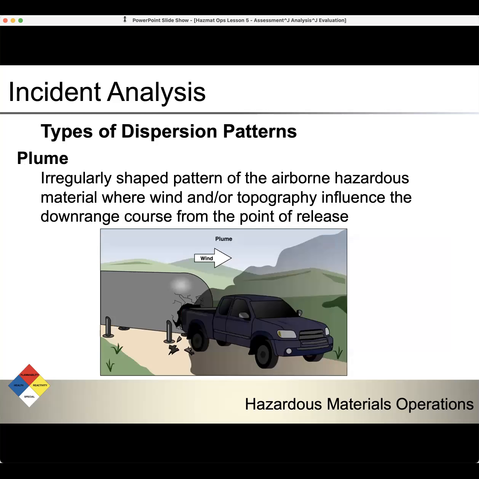You can have a plume. So a plume is irregularly shaped. Again, it's airborne. And the wind or the topography influence the downrange course from the point of release. So a plume means that wind is moving it in a specific direction. And then also consider that the topography could also influence its course.